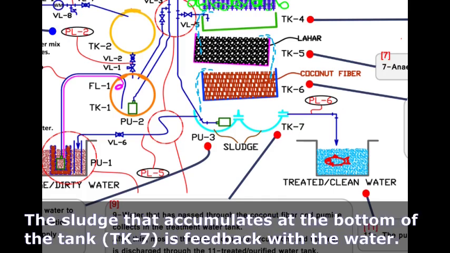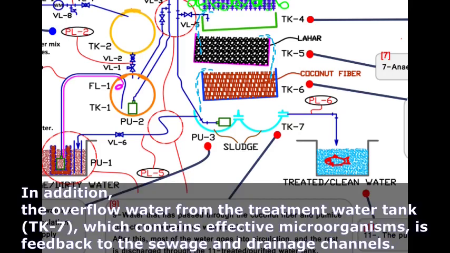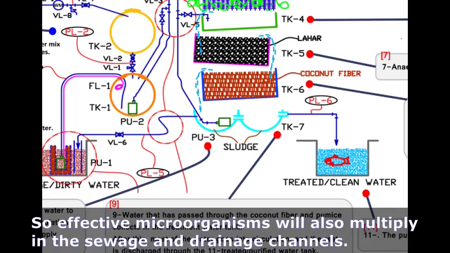The sludge that accumulates at the bottom of the tank, TK7, is fed back with the water. In addition, the overflow water from the treatment water tank, TK7, which contains effective microorganisms, is fed back to the sewage and drainage channels. So effective microorganisms will also multiply in the sewage and drainage channels.